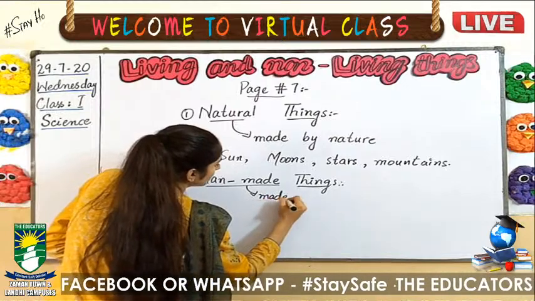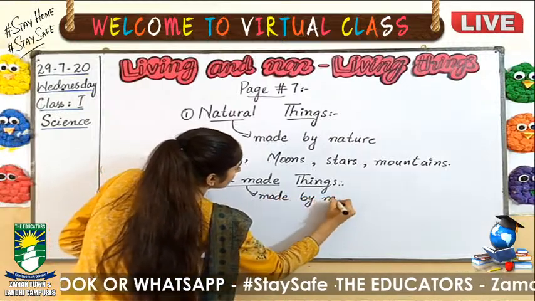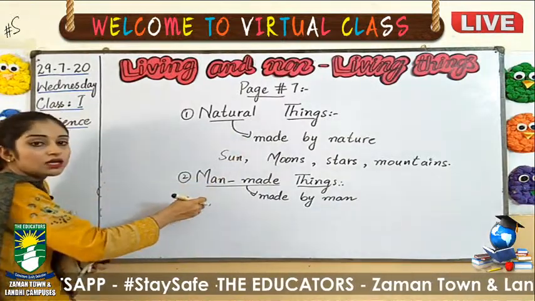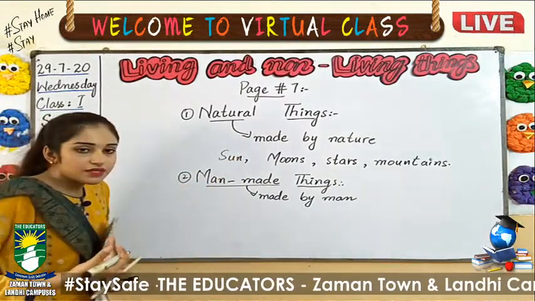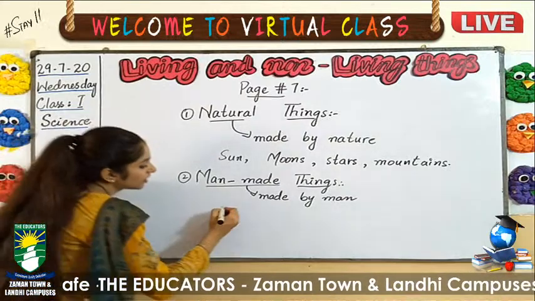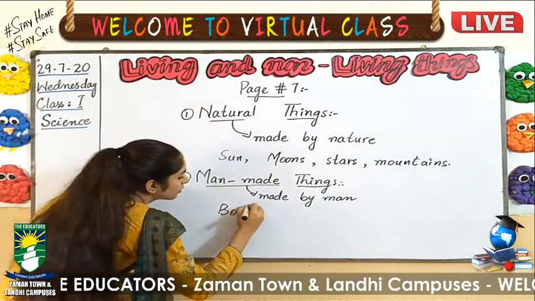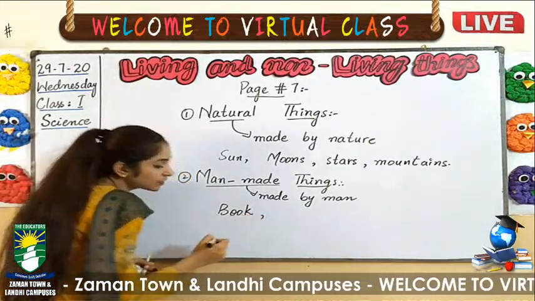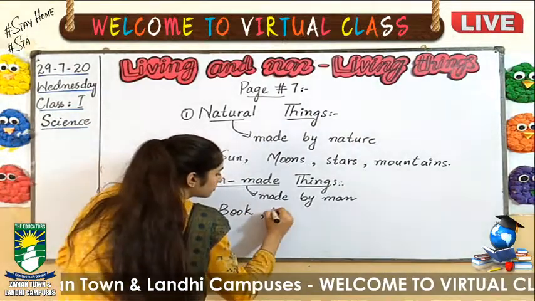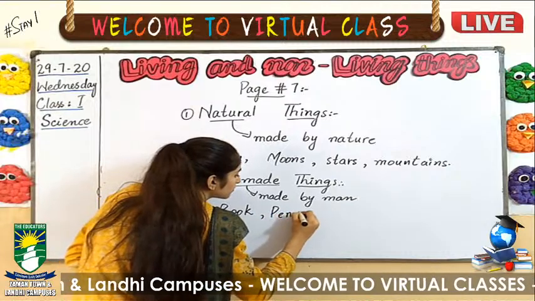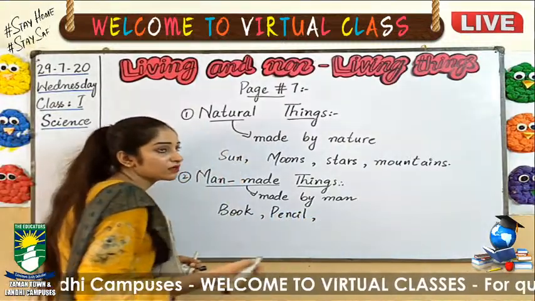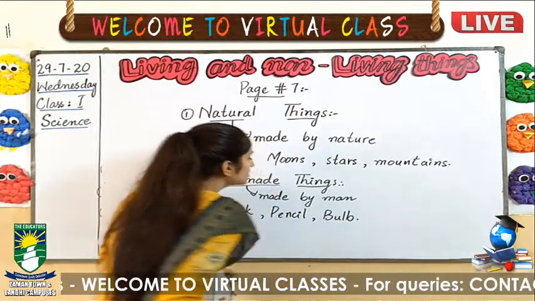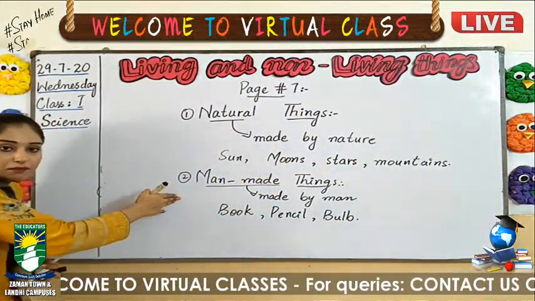Made by man or human. So such things are man-made things. What things can we make? We can make a book. We can make a pencil. People are making these things now with the help of machines. We can also make a bulb. So these are some of the examples of man-made things.